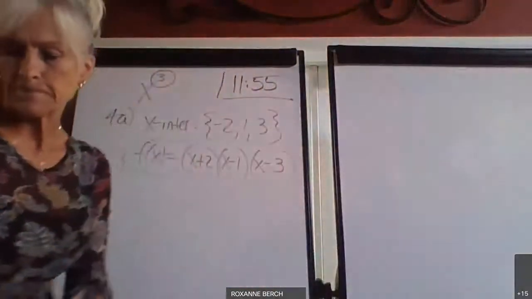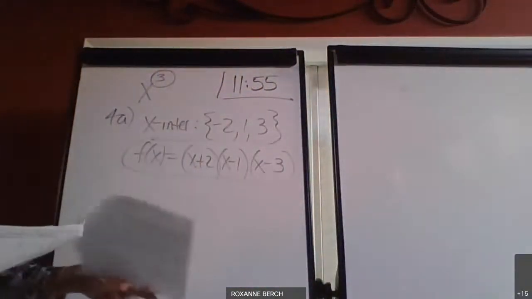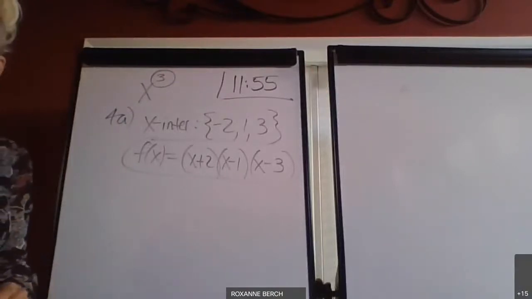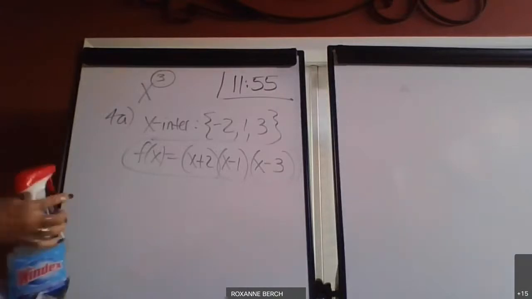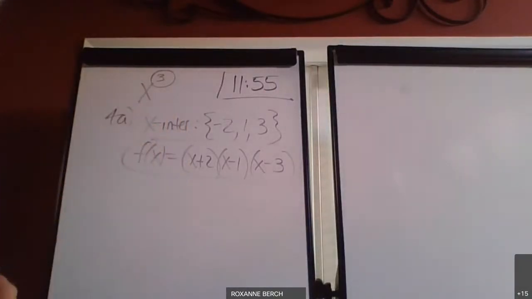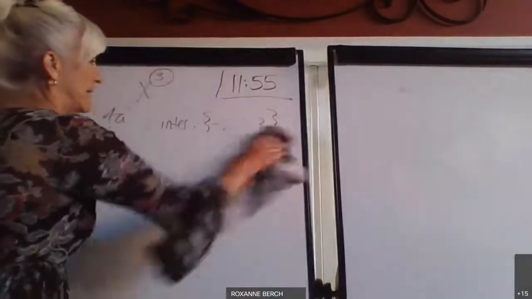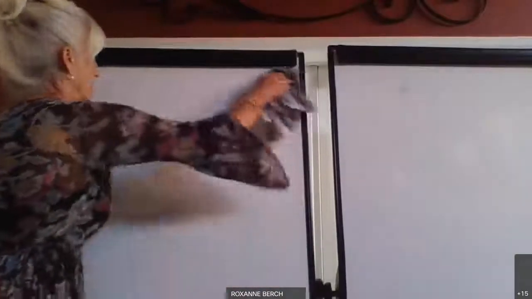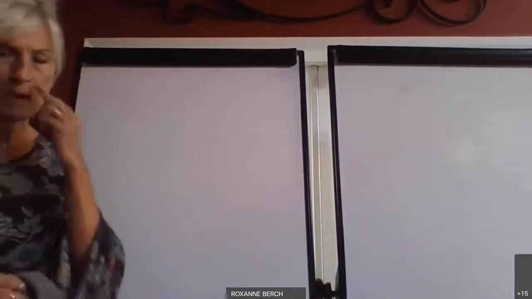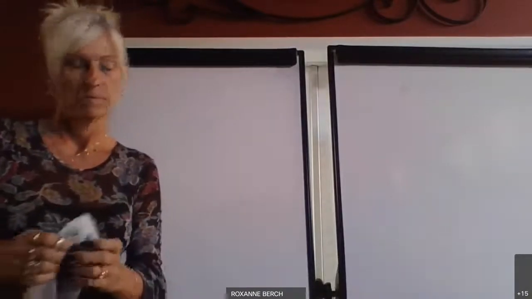Questions? No, I cleaned them up. Yeah, I get it. What about everybody else? Any questions about any of the problems? Domain, range, end behavior, or multiplicity? Anybody else?